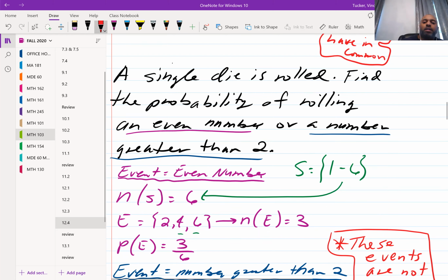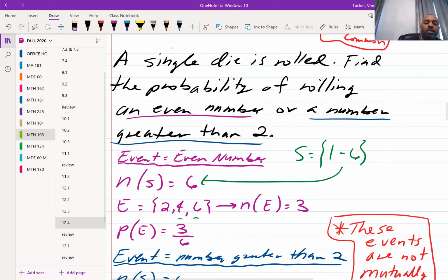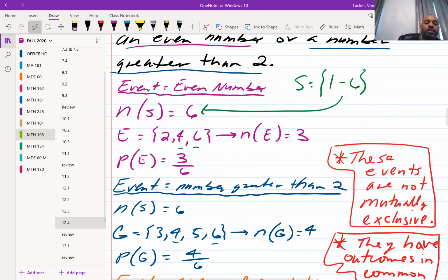All right, my second event is a number greater than 2. So when we look at our sample space, once again, it's 6 numbers. Out of 1 through 6, we have 4 numbers that are greater than 2: 3, 4, 5, 6. So that's where this 4 comes from, and that's why we have a 4 out of 6 chance of getting a number greater than 2.